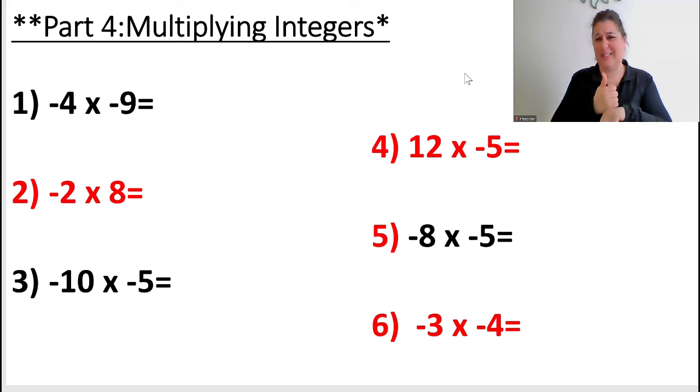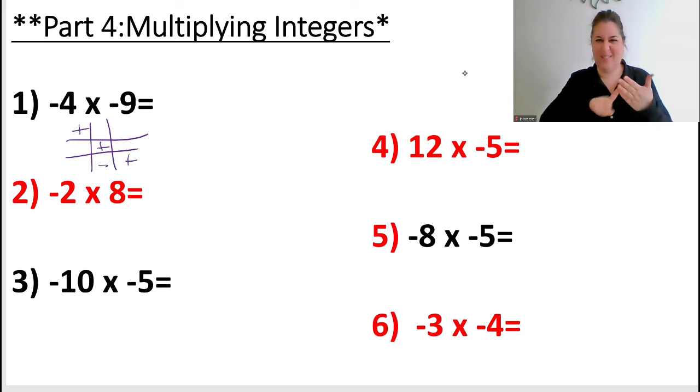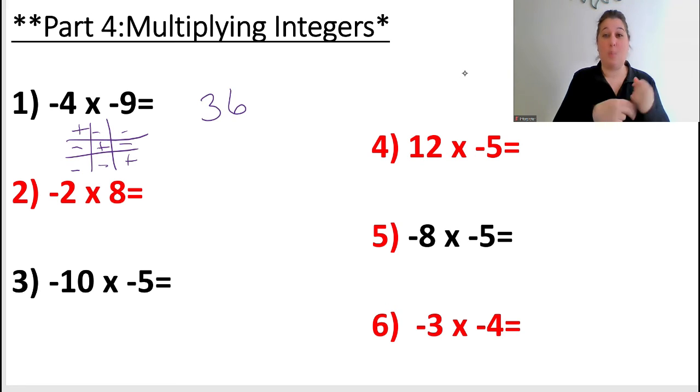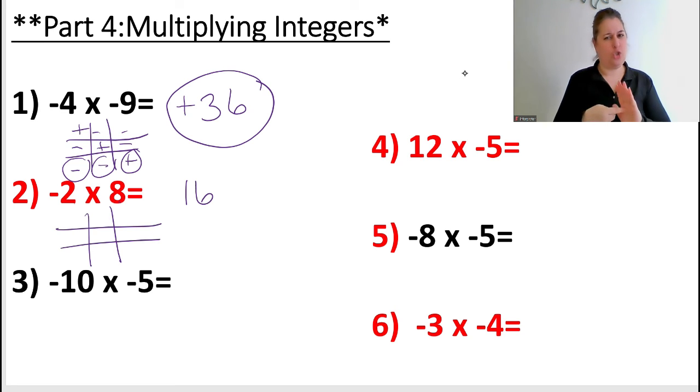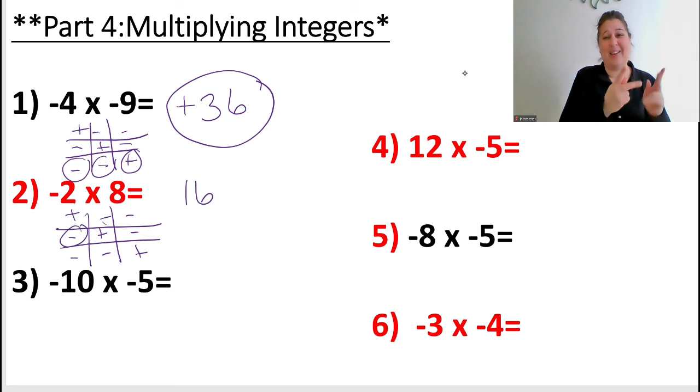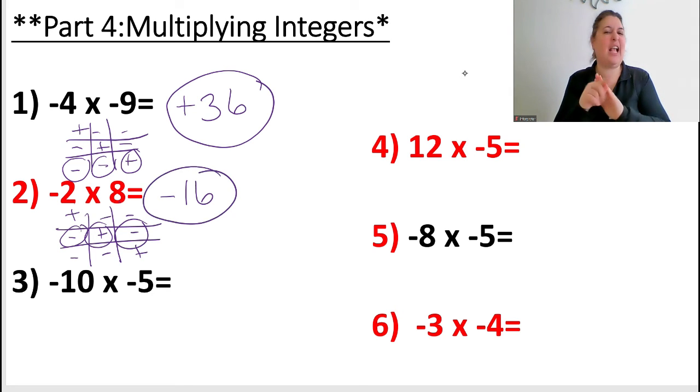All right, so I'm going to show my tic-tac-toe for this. All right, 4 times 9, that's 36. A negative times a negative is a positive, so there we go. Okay, 2 times 8 is 16. And do my tic-tac-toe. I want to show some type of work for each problem. Okay, so 2 times 8, we said it was 16. A negative times a positive is a negative, so negative 16.